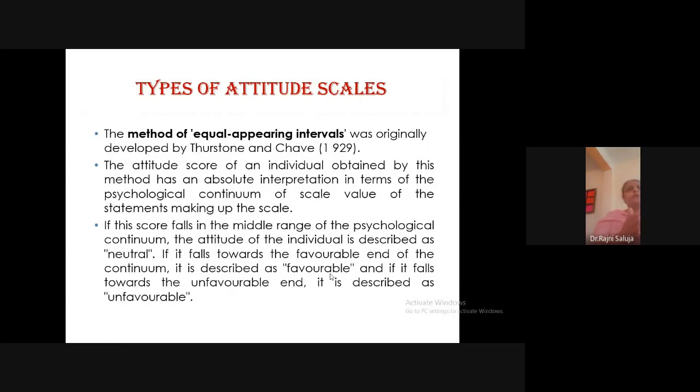Psychological continuum means the variability of the psychology from one extreme to the other extreme, that is, behavior from a normal one to the abnormal one. That is, generally it can measure things in absolute terms. Now, for example, if the score falls in the middle range of the psychological continuum, we can describe the attitude of the individual as neutral. The person is neutral. And if it falls at the favorable end of the continuum, we can describe it as favorable.